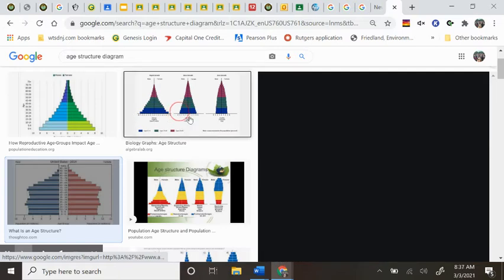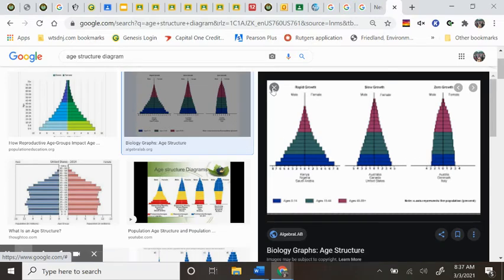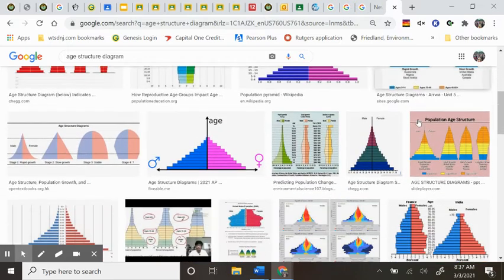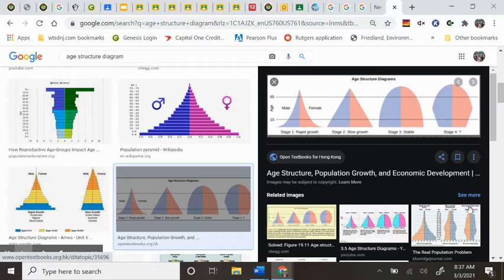All right, we could look at this diagram here. We have big on the bottom. Big on the bottom is going to indicate that this is going to grow rapidly. This is still growing slowly, and now here is more like zero growth, right? In many different diagrams, they're kind of exaggerated, if you will.